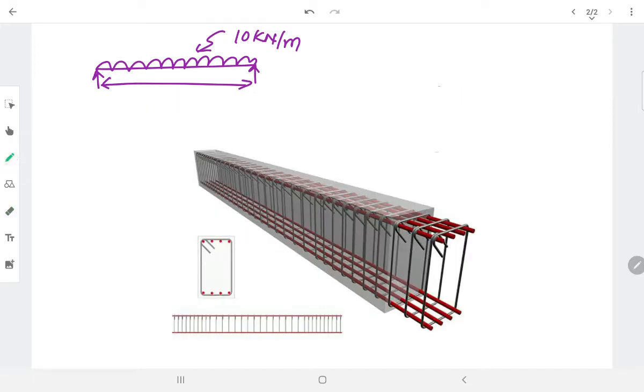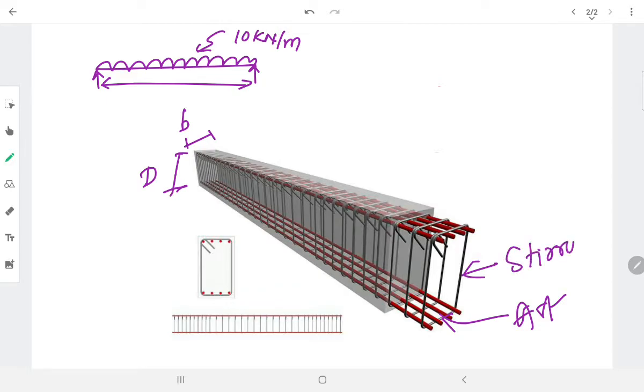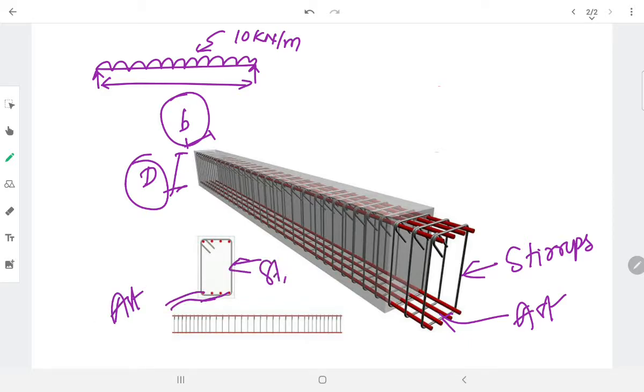Here in this figure you can see the beam which is having the breadth B, depth D, and these are the main reinforcement, that is Ast, and these are the stirrups. To avoid this bending, I'll be fixing breadth, depth, as well as, you can see these dots are there, this is nothing but Ast, this is stirrups. I'll be finding these to avoid the bending of this beam.